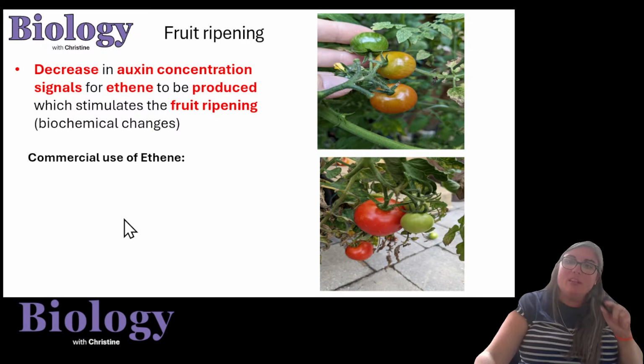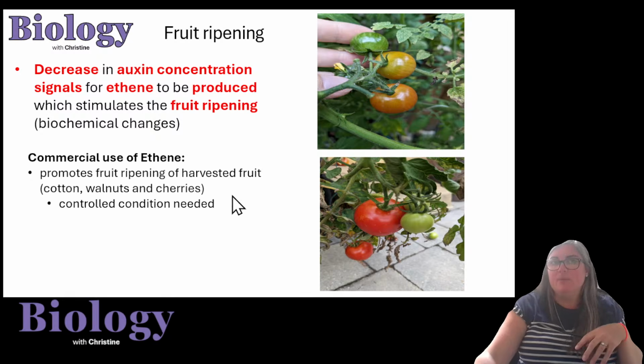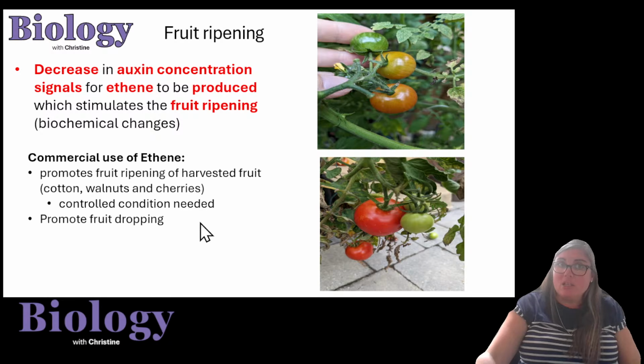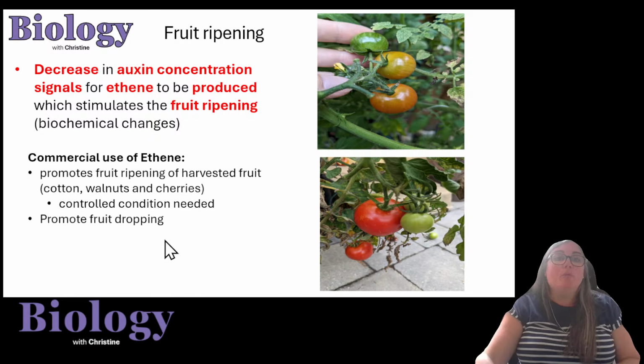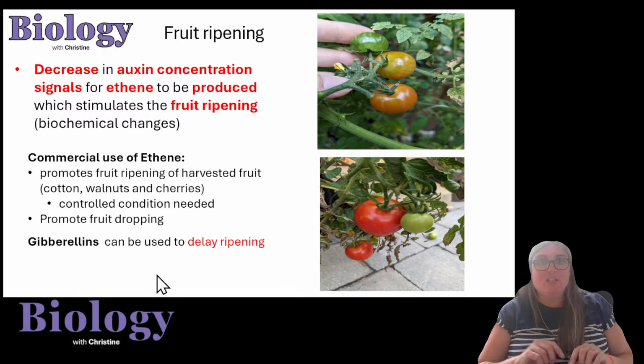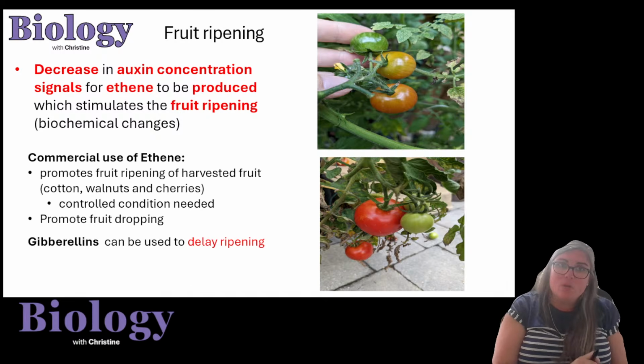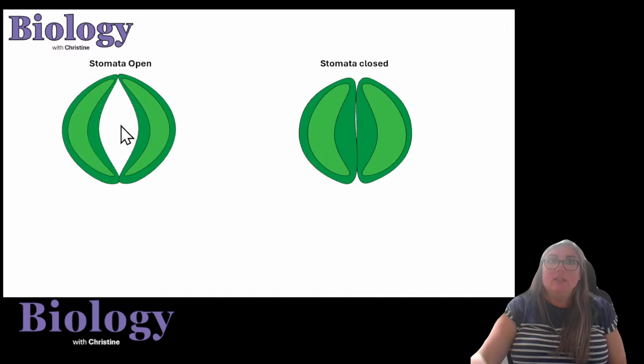Now, I feel like they're more going to look at the commercial use of the hormones. So we can promote fruit ripening if we harvest the fruits early, so we can do it under controlled conditions. We can promote fruit to drop by increasing the ethene concentration. One of the key things to note is they're not going to not talk about other hormones. They did a lot on gibberellins last time, but gibberellins can actually be used to decrease the ripening process.